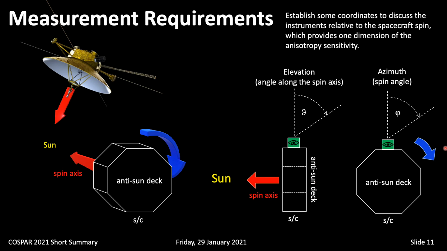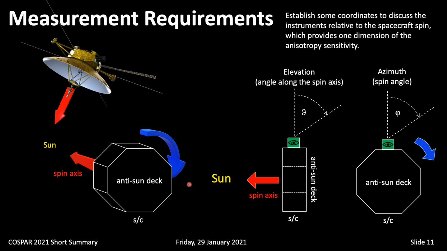So before talking about what goes into the measurement requirements, I'm just going to give a quick description of the spacecraft spin orientation. You can see here a notional interstellar probe with an octagonal spacecraft body, and this is being redrawn here diagrammatically. And the spacecraft would spin about this spin axis, the direction shown in blue or by the red spin axis.